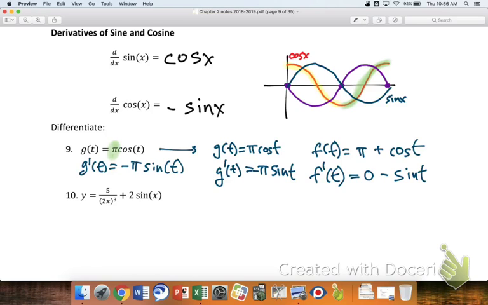Over here on g of t is only a single term expression, pi cosine t. Over here on f of t, there are two terms separated by the plus sign. Here's term number 1, here's term number 2. On the left, pi was just some number being multiplied times cosine, so it's a constant multiple. And on the right, it's a constant term.